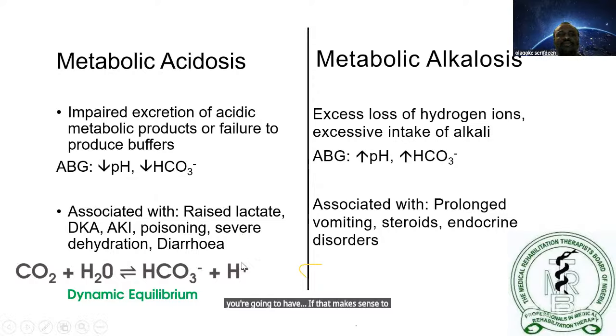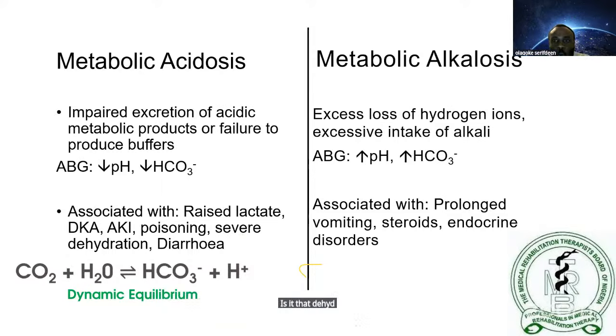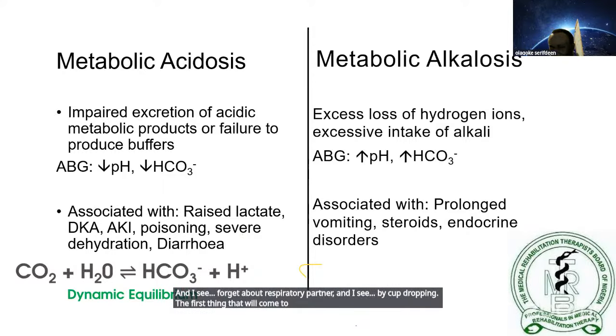So what that means is, when you talk about acidosis, either the hydrogen is plenty, or you have low bicarb. If I'm checking an ABG now, and, forget about the respiratory part, I see bicarb dropping, the first thing that will come to my head is, forget about compensatory or anything now, it is likely to be metabolic. And you see the pH going down.